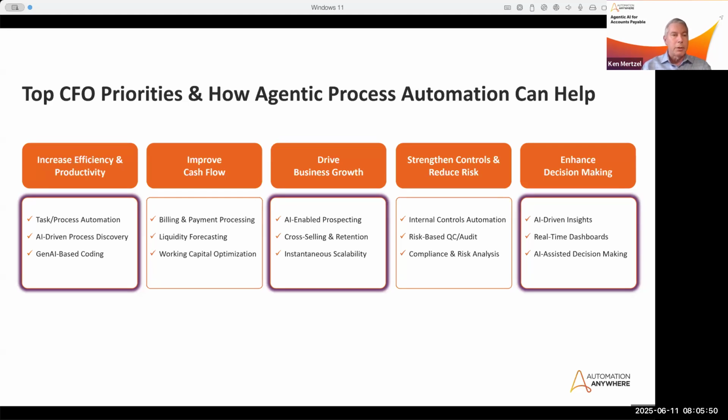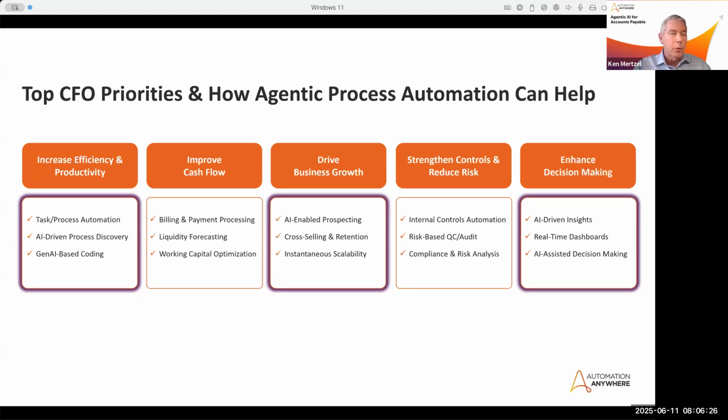But what we're seeing now is, first of all, enhanced coding productivity. So Gen AI is being able to actually develop the code for automations. And then when we look towards some of the other priorities, so improvement of cash flow, we're seeing a lot of automations, particularly in the accounts receivable space, to enable areas such as billing or also around cash forecasting. From a business growth standpoint, the main benefit, frankly, is the ability to handle a lot higher volume without having to add additional resources. So it really gives you instant scalability.